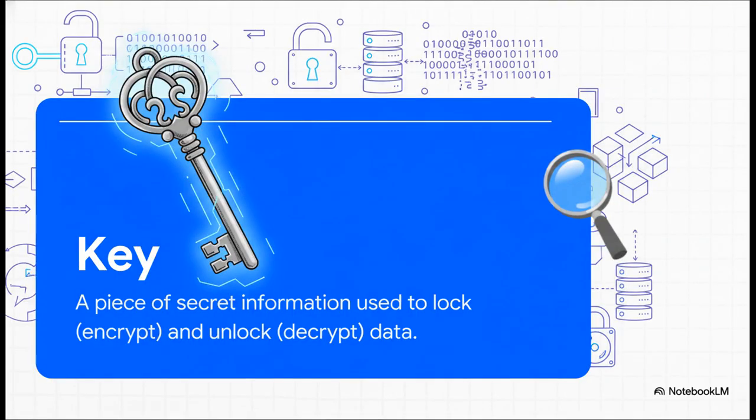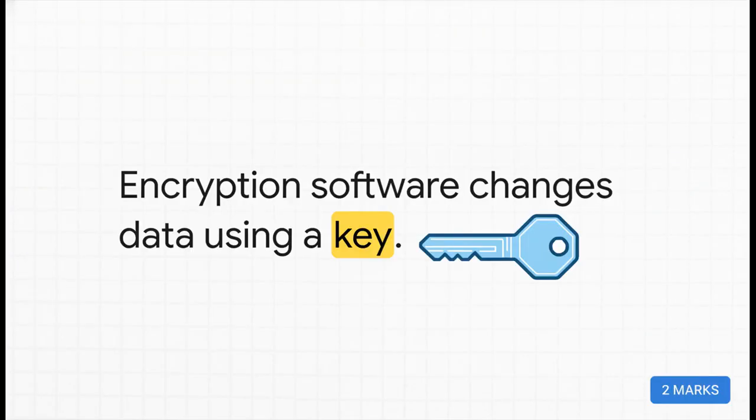Okay, so if we have a locked box, how do you open it? You need a key, right? It's the exact same idea in computing. The software uses a key, which is just a bit of secret information, like a password, to do the scrambling. And more importantly, it's the only thing that can be used to unscramble it back. And that leads us right into our second blank.